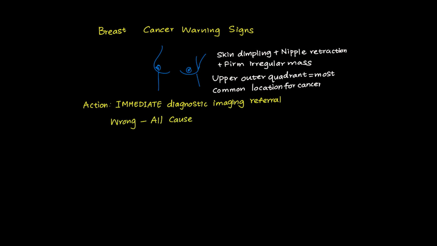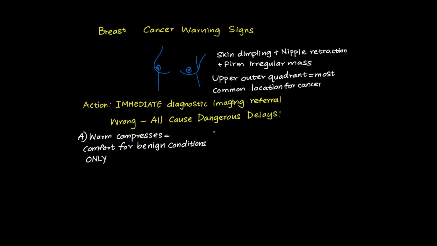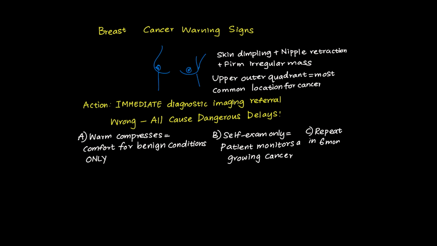Warm compresses are comfort measures for benign problems like engorgement or mastitis. Not appropriate when you are looking at possible cancer. Advising monthly self-exam only means the patient goes home and just monitors something that could be actively growing. Scheduling a repeat exam in 6 months creates a half-year gap, where a malignancy could spread from a treatable stage to something far worse. With findings this suspicious, you don't wait. You get imaging now, mammography, ultrasound, or both.